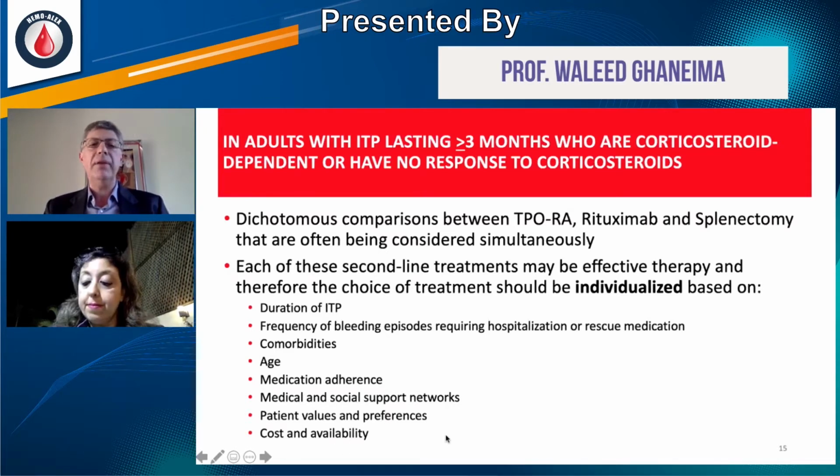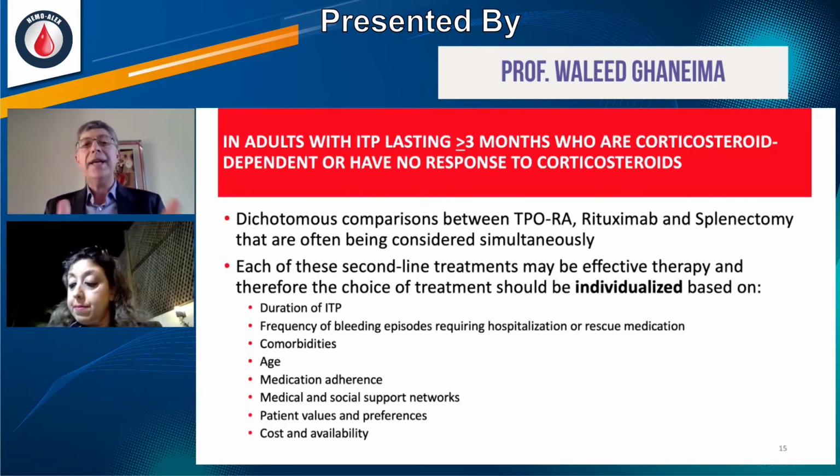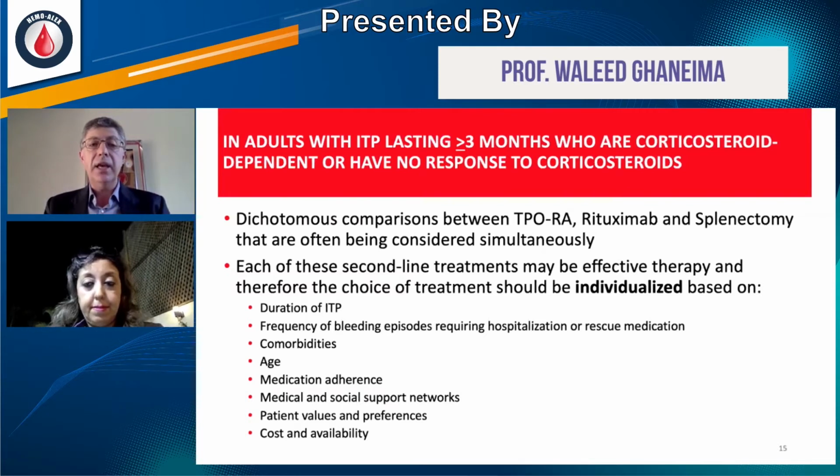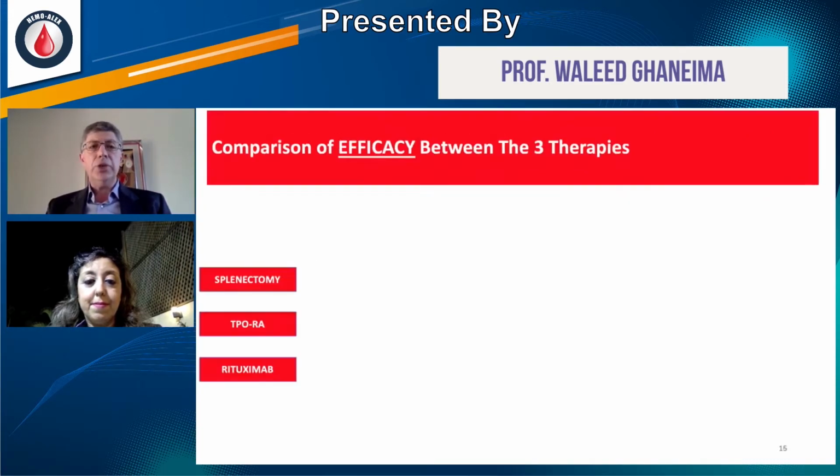Actually, the last two are very important. Patients' values and preferences, which the whole ASH guidelines are now built on, particularly with regard to the second-line treatment. And cost and availability. If you don't have TPO available, we cannot talk about TPO. Or if you don't have rituximab, then we cannot talk about rituximab. So you have to consider all these issues.